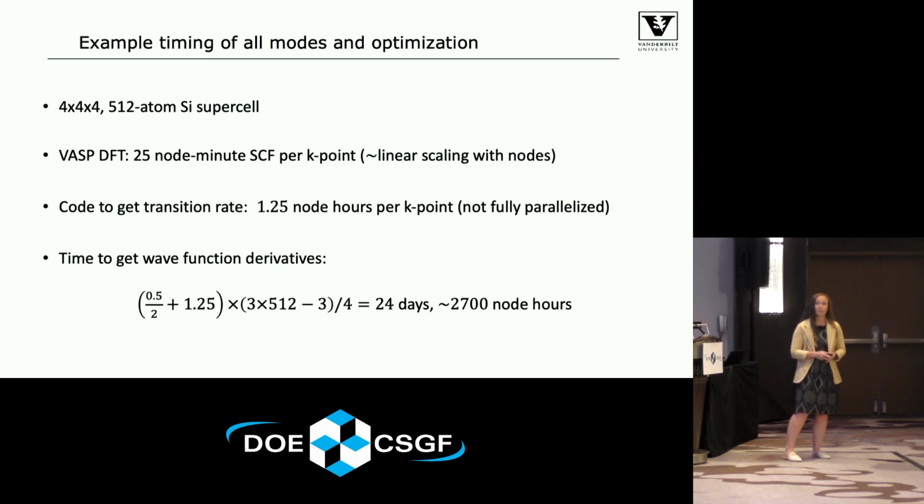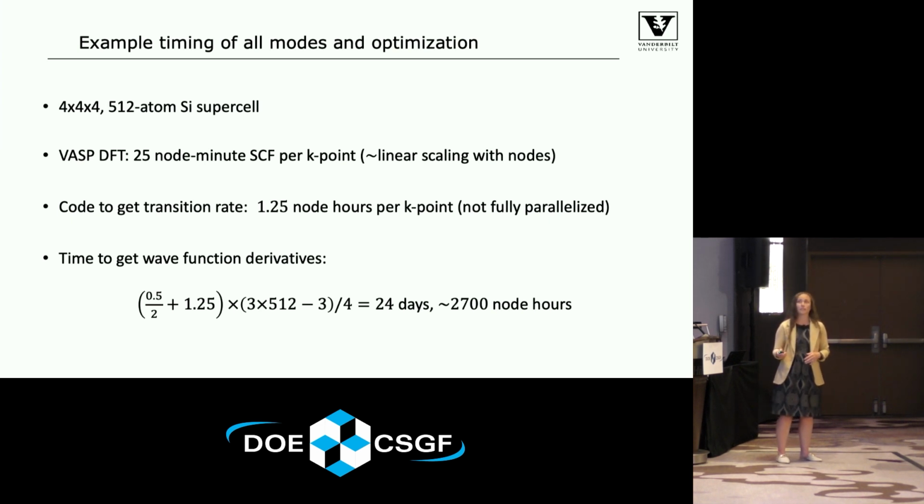And just to give you some scale of the problem, as an example, for our proof of concept, we're working with a 512 atom silicon supercell, which is not very large, but it's basically close to the minimum of what you would want for a defect calculation. For every single mode in the system, which we have 3N minus 3, N being the number of atoms in the system, we have to slightly displace along the phonon vibration eigenvector, recalculate the wave functions to get a wave function derivative, and then we have to run our code to get the transition rate.